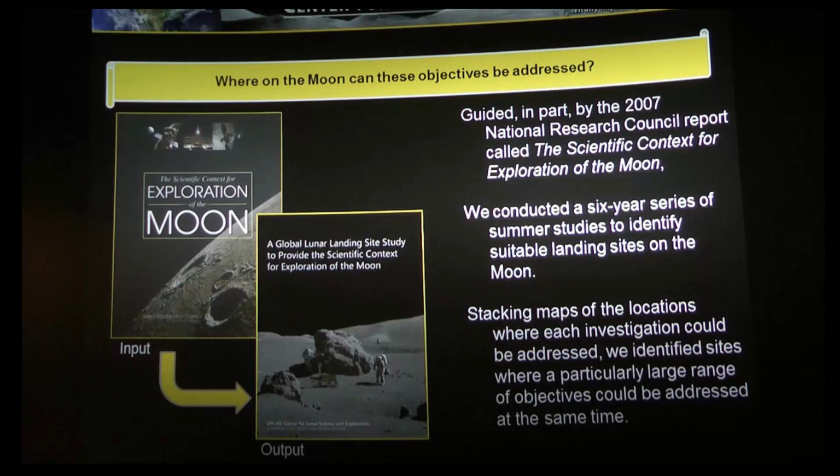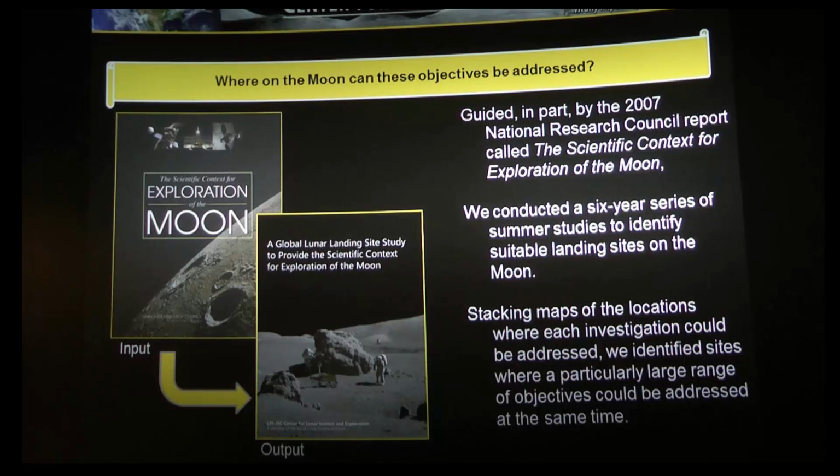Okay, so our group down in Houston took this report and asked the question, where on the moon can each of those 35 investigations be addressed? And we had tried to address this question very objectively. We tried with each question to identify absolutely everywhere on the lunar surface you could address it. As we did this for every question, we generated geologic maps, and then we stacked these maps. And when you stack those maps, you realize that there were certain locations on the moon where you could address a huge amount of science.